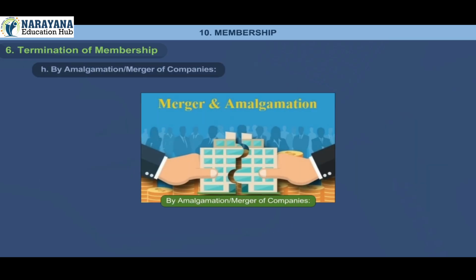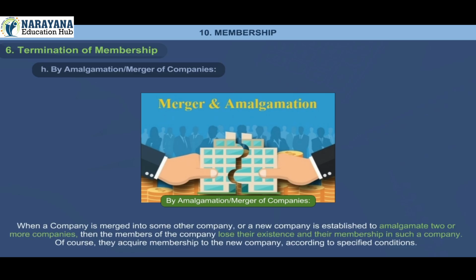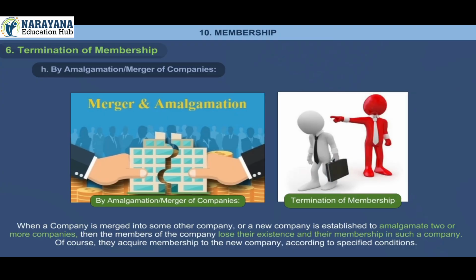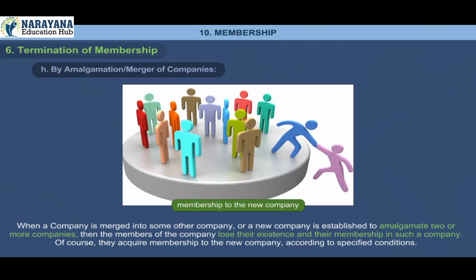H. By amalgamation or merger of companies. When a company is merged into some other company or a new company is established to amalgamate two or more companies, then the members of the company lose their existence and their membership in such a company. Of course, they acquire membership in the new company according to specified conditions.